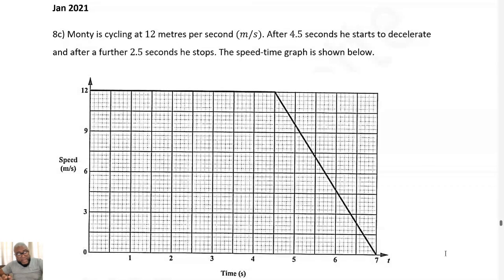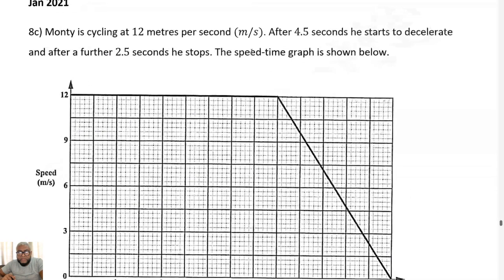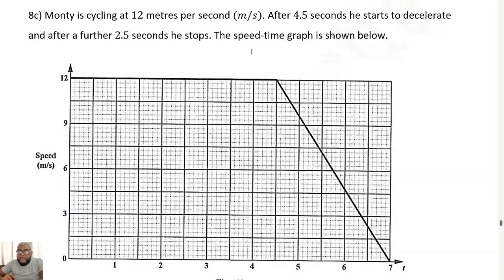Right, when you get a speed-time graph question, analyze the information given. They said Monty is cycling at 12 meters per second. After 4.5 seconds, he starts to decelerate, and after a further 2.5 seconds, he stops. The speed-time graph shows the information below. So I'm going to ask some questions.